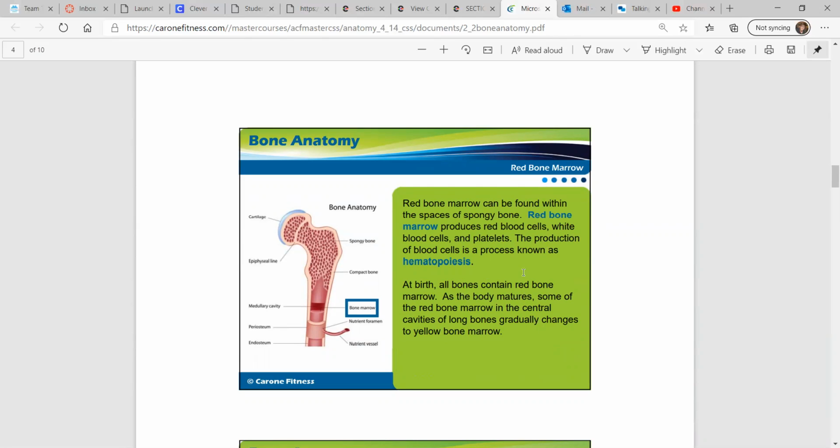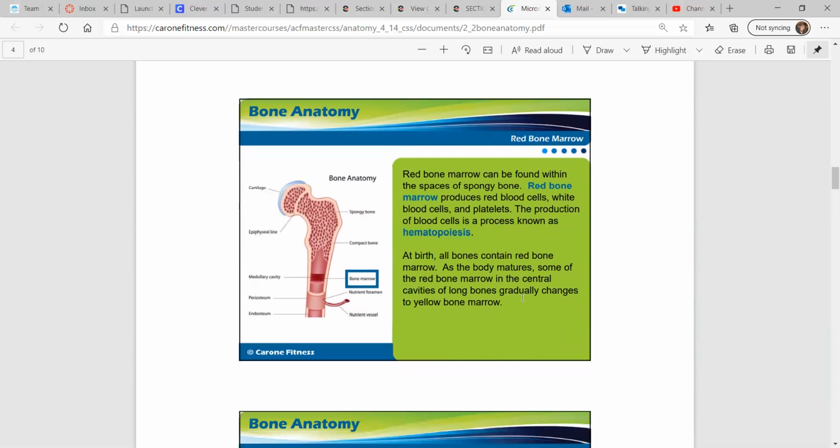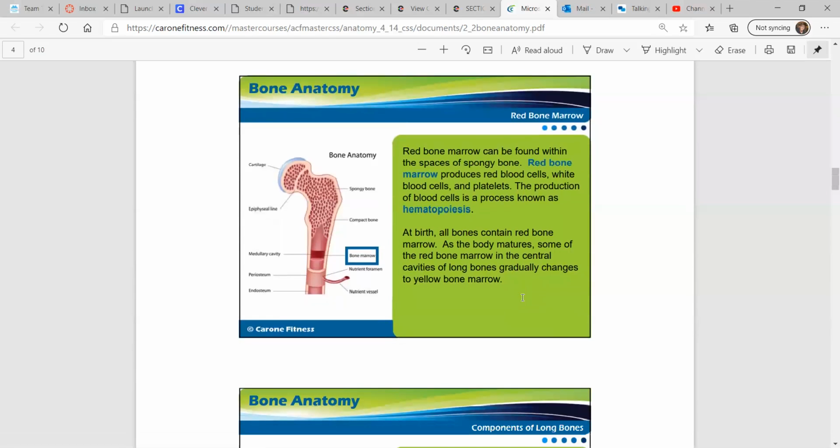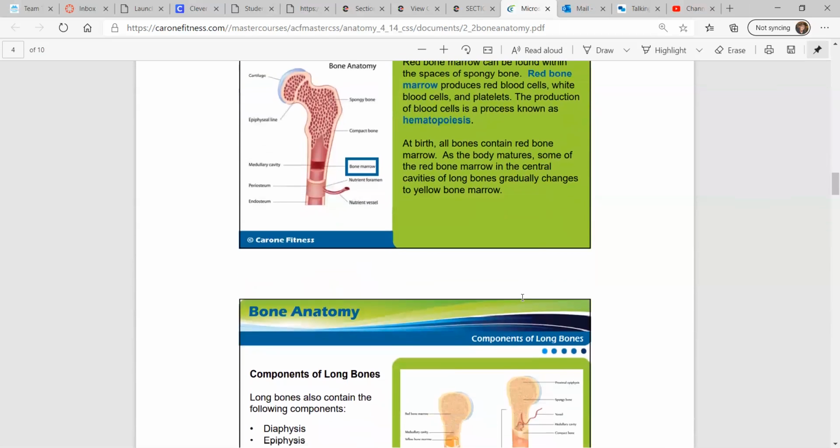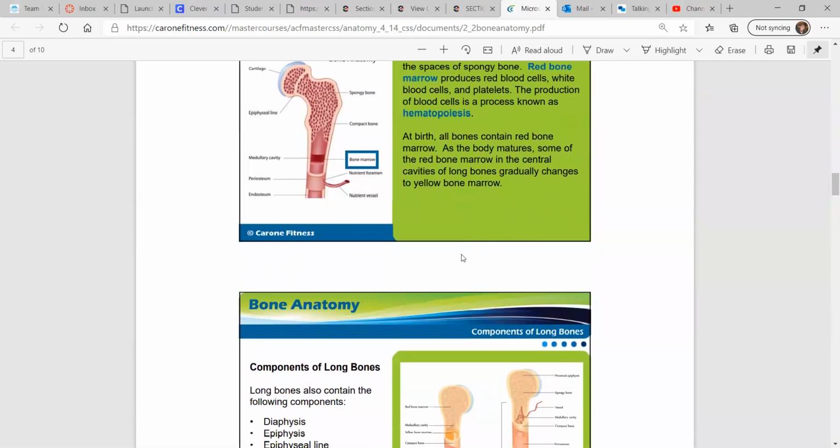At birth, all bones contain red bone marrow. As the body matures, some of the red bone marrow in the central cavities of long bones gradually changes to yellow bone marrow. So some of that red bone marrow that you start out with changes to a yellowish bone marrow.